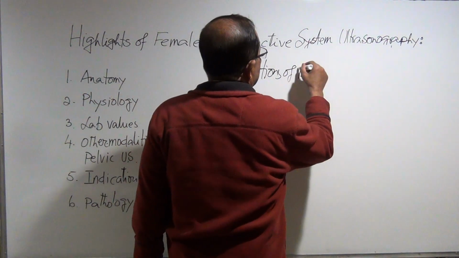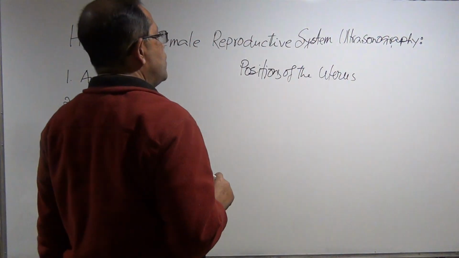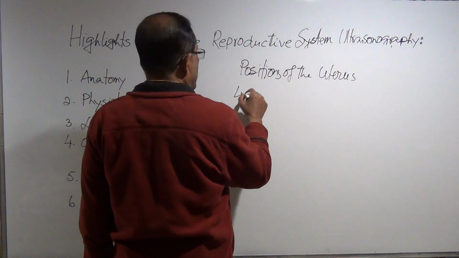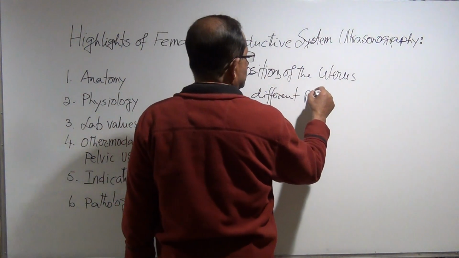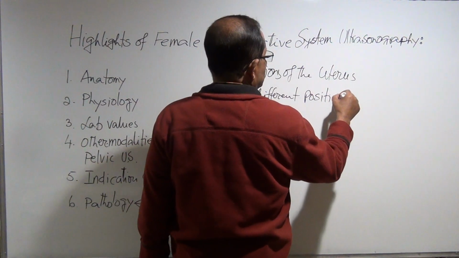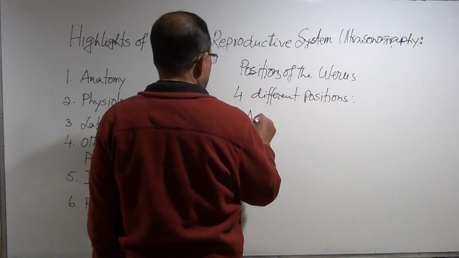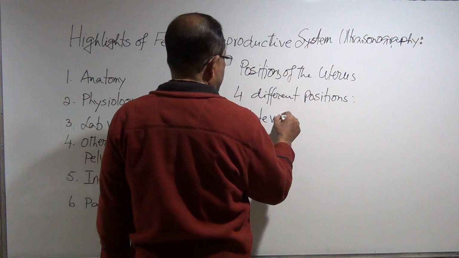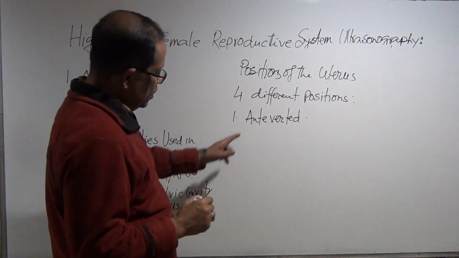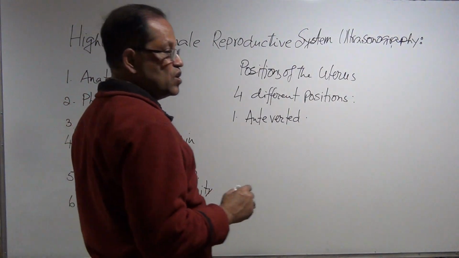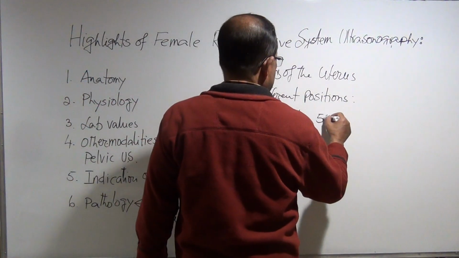Positions of the uterus. There are 4 positions. Four different positions. One is anteverted. Okay, look at the spelling, A-N-T-E, not anti. Okay, and that is 50%.